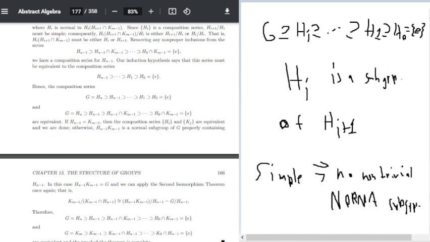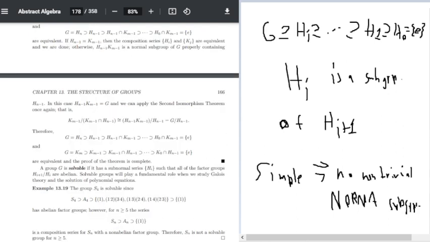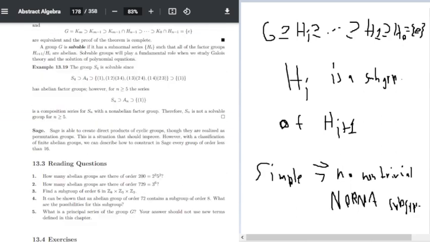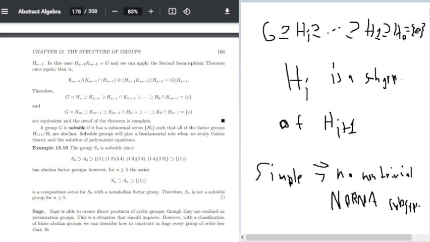Otherwise, Kn−1 is a normal subgroup of G properly containing Hn−1. In this case, we take Hn−1 and Kn−1, and we can apply the second isomorphism theorem to get this Kn, which gives us the identity here, which gives us these two equivalent series, and we're using similar logic. Since they're equivalent, the proof of the theorem is complete. Perfect, okay. That is starting to make sense now.